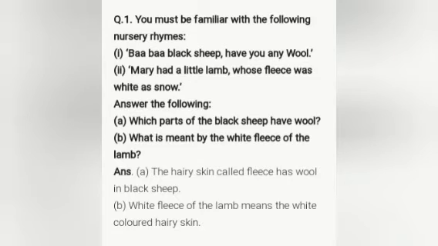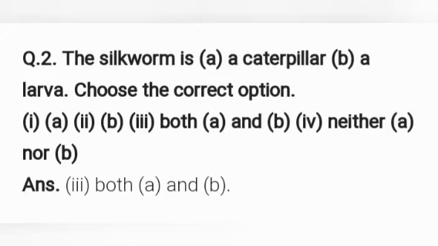And our second book back question is, the silkworm is a caterpillar or larva. Choose the correct option. First one A, second one B, third one both A and B, fourth one neither A nor B. Answer is both A and B. The silkworm is a caterpillar and a larva.